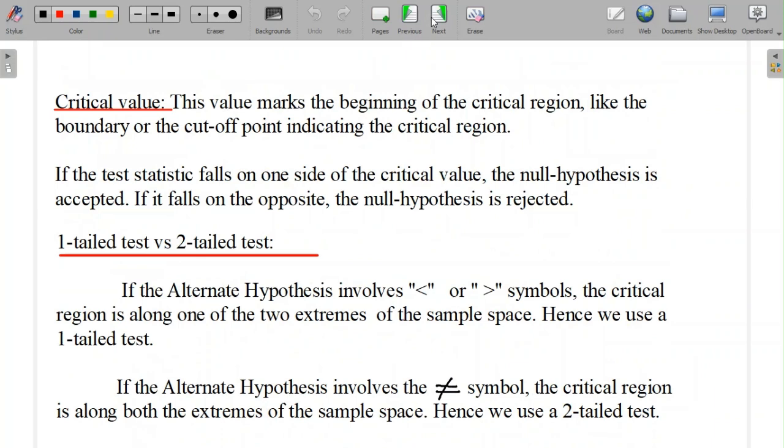Now, the next keyword that we'll look at is the critical value. The critical value will mark the beginning of the critical region. It's more like the boundary or the border or the cutoff point indicating the critical region. If the test statistic falls on one side of the critical value, we will accept the null hypothesis, and if it falls on the opposite side, we'll reject the null hypothesis.